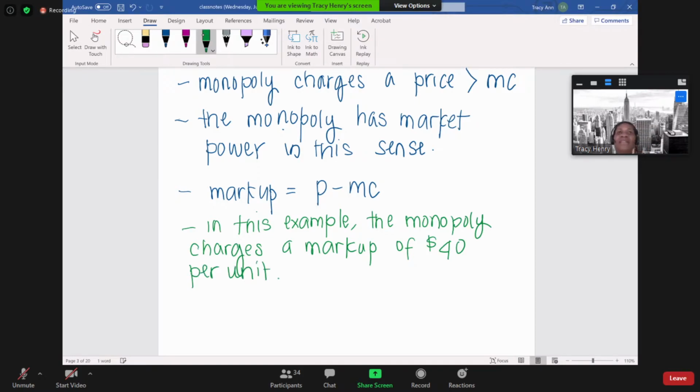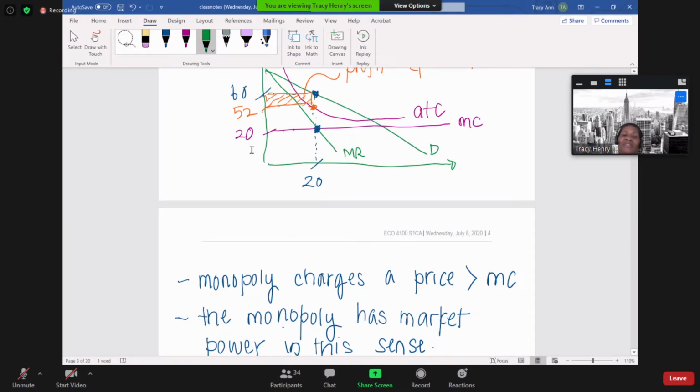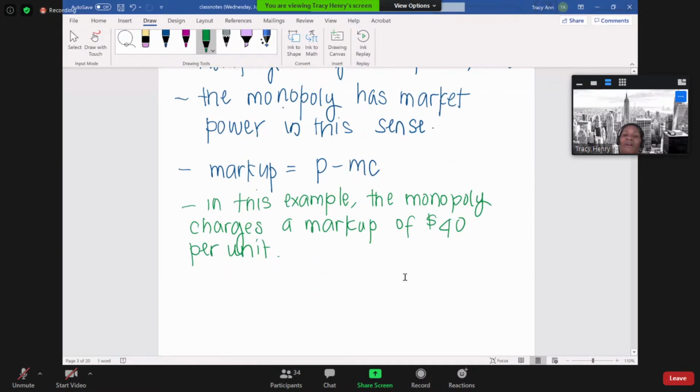In the sense that the marginal cost is the additional cost to produce the last unit. And if he's producing and selling 20, then the additional cost to produce that 20th, that last unit is $20, but he's selling it for $60. So he has a markup of $40 on that particular last unit.